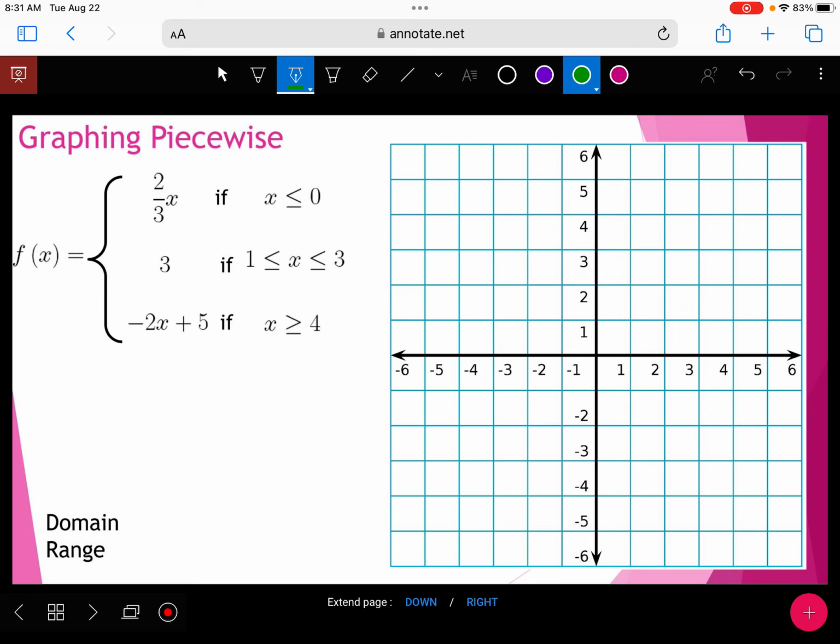All right, so we've got 3 rules here on this one and 3 pieces of our domain. And you can approach this any number of ways. If you like the making the table thing that we did, that's totally fine. So what we're going to do is take each little chunk and do it one at a time. So I'm going to take my 2/3 x when x is less than 0.